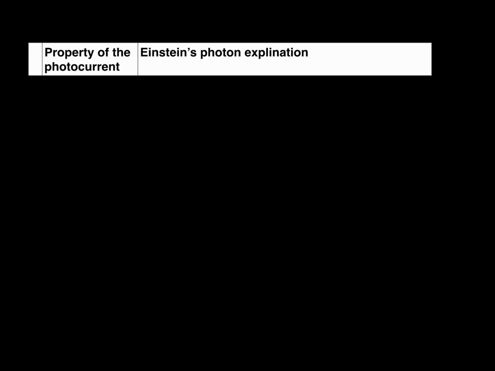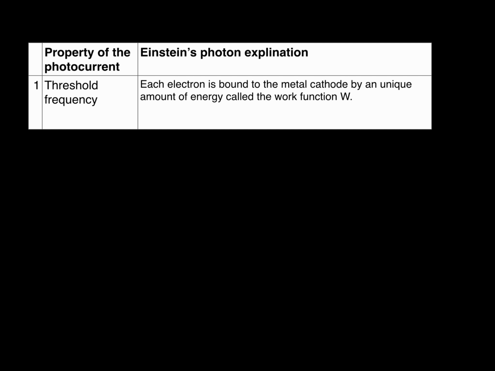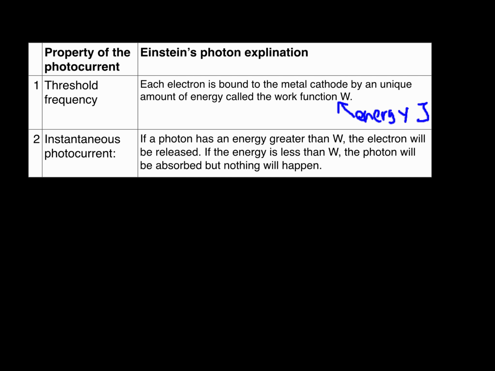Here's how Einstein explained the photoelectric effect using photons. The threshold frequency. Each electron is bound to the metal's cathode by a unique amount of energy called the work function. We use the symbol W to show the work function. Work function is just a type of energy, which means the work function is measured in joules. The fact that the photocurrent is instantaneous can also be explained. If a photon has energy greater than the work function, the electron will be released. If the energy is less than the work function, the photon will be absorbed and nothing will happen.